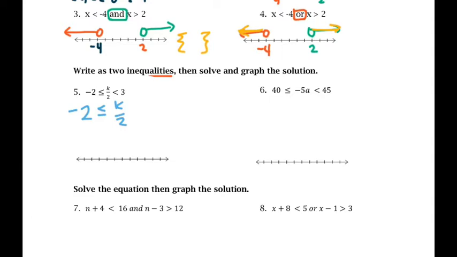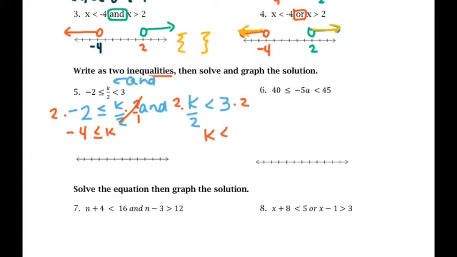Now, since it's compound, that means and. If it looks like that, it means and. So we're going to say and. Whatever happens has to happen at the same time. Now you're going to solve each inequality. On the left, we're going to multiply by 2 over 1. So we're going to have -4 is less than or equal to k. And that's one of my solutions. And then over here, we're going to have k is less than 6.